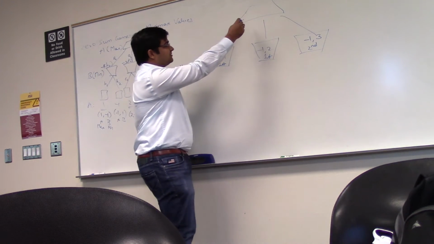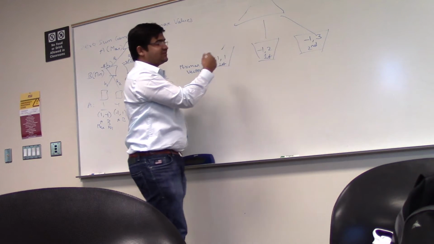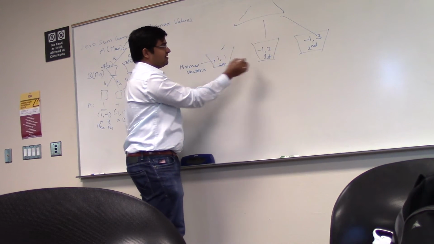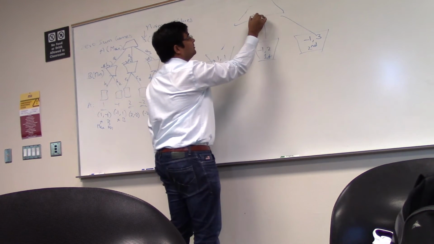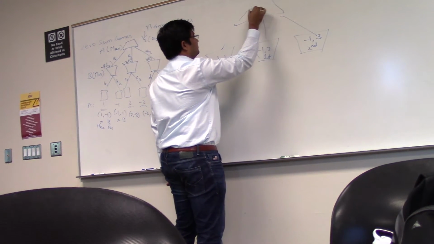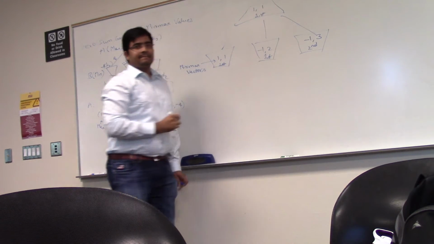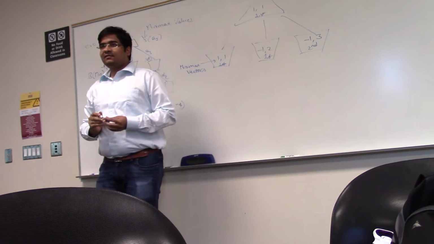So what is the minimax vector here? A has to make the move. He has the choice between 1, -1 and -1. So let's try it. Okay. Read out.